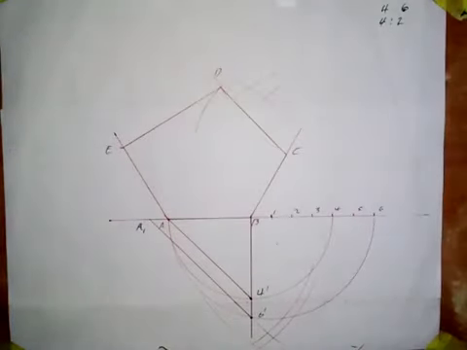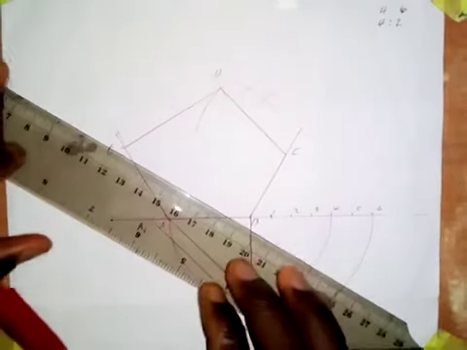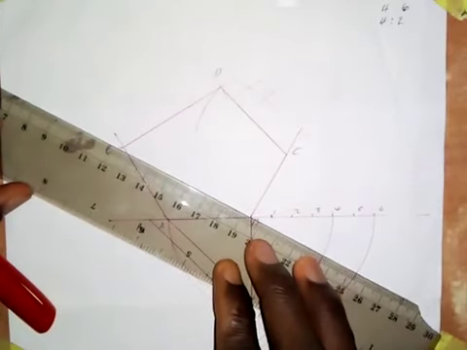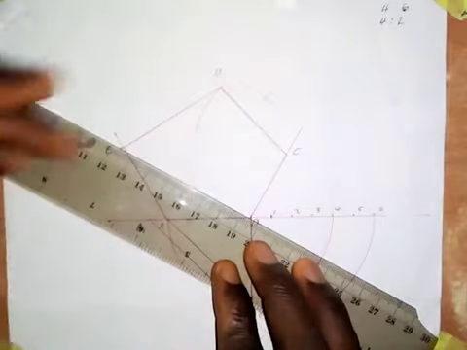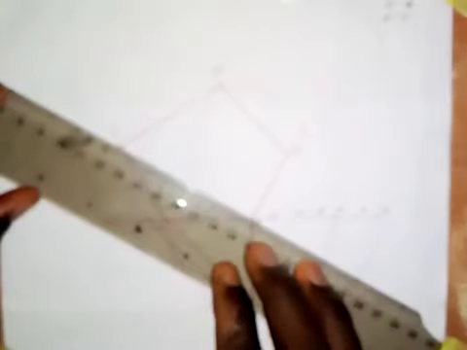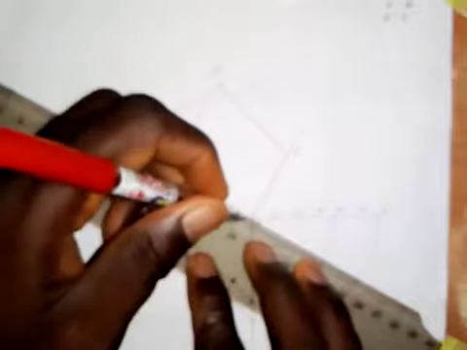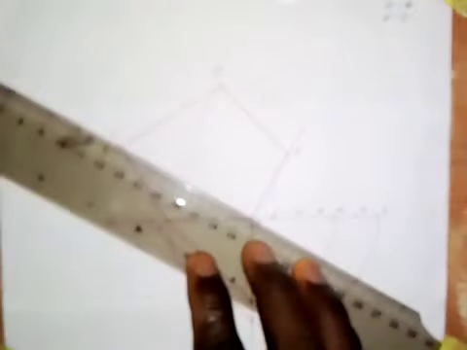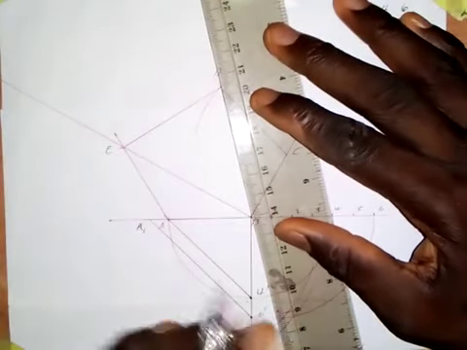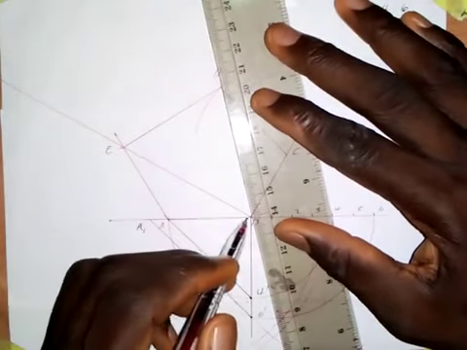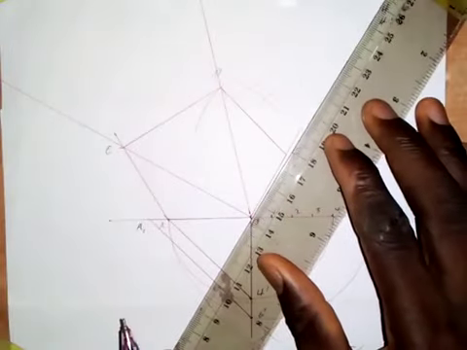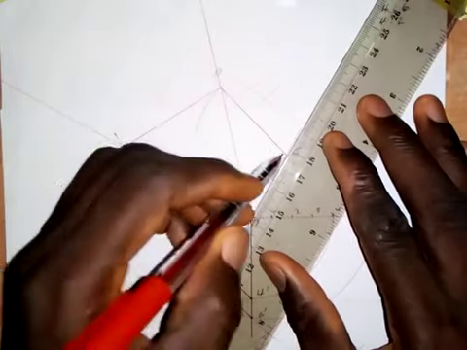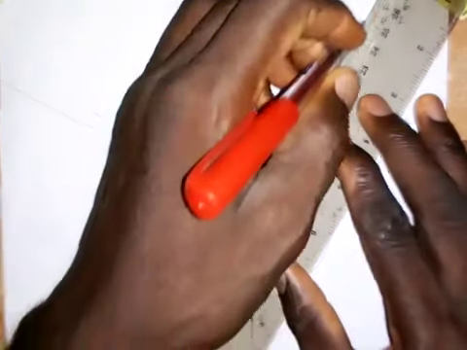The next thing that we are going to do is draw radiating lines from point B here through point E, point D, and point C. So this is what I'm saying. Just set your ruler like this. From point B, draw a line in this direction. Also from B, draw a line through point D like this. And also from B again, draw a line through point C.